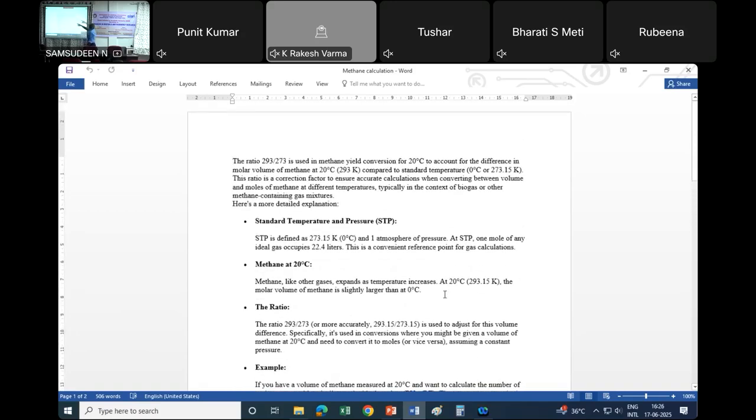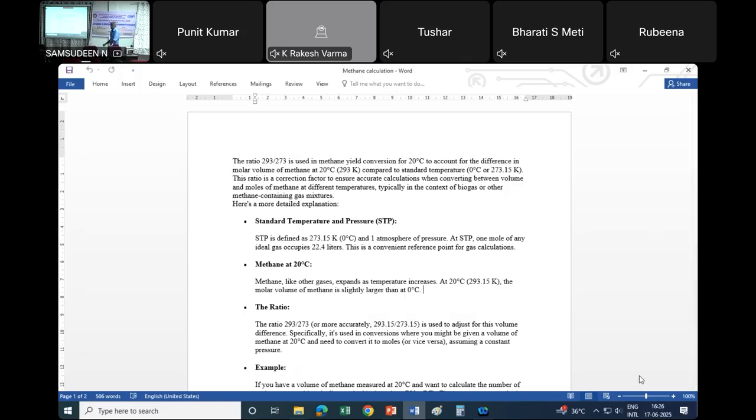The ratio of 293 to 273 is used in methane conversion for 20 degrees centigrade to account for the difference in molar volume at 20 degrees centigrade. The problem says you're operating your reactor at 20 degrees centigrade. So that's where your 293 Kelvin comes into that. The K is for Kelvin. So to calculate that for 20 degrees, you have to use this 293 divided by 273 for STP, right? That makes sense?